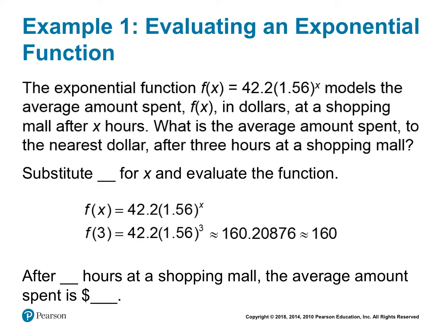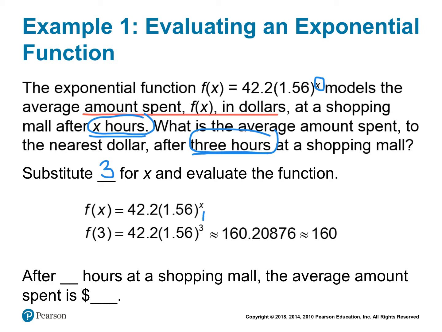So here's an exponential function. It says 42.2 times 1.56 to the x power models the average amount spent, f of x, in dollars, at a shopping mall after x amount of hours. What is the average amount spent to the nearest dollar after 3 hours at a shopping mall? So we're going to substitute 3 in for the x, because x is hours, and this was 3 hours.